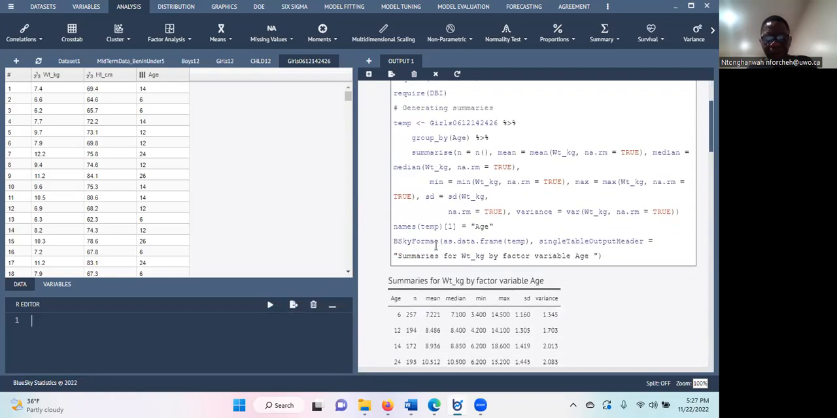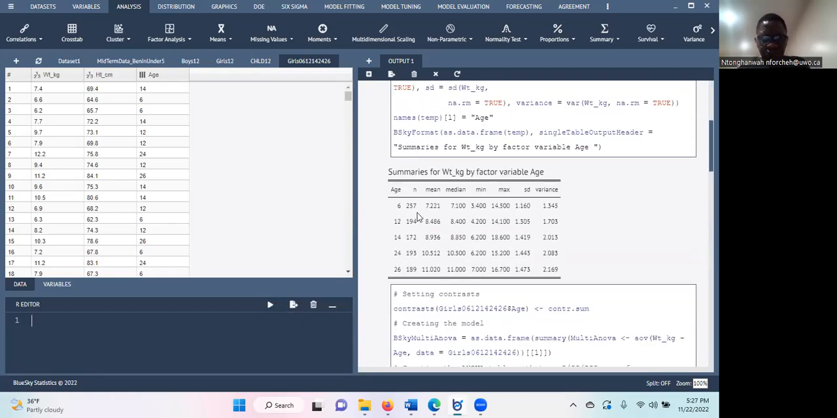That's what we get. So for 6 months old children, the mean weight is 7.22 kilograms. 12 months, the mean weight is 8.4. This 14 months is 8.9. 24 months is 10.5. And 26 months is 11 point this. So we can indeed see the increasing pattern in the mean weights, from the minimum of 7.2 to the maximum of 11 point this. Okay, so we can really see the differences in those means.